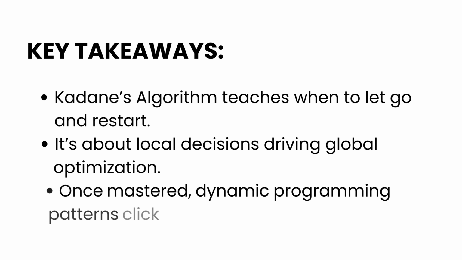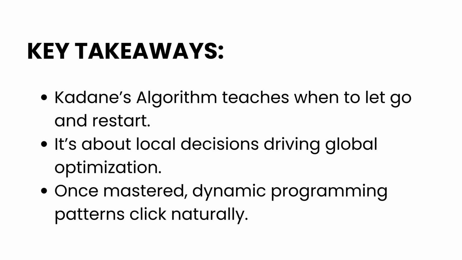The key takeaway is that optimization often comes from recognizing when to let go. Kadane's algorithm isn't about complex math, it's about making smart, local decisions that add up to global success. Once you internalize this pattern, dynamic programming and problem-solving under pressure start to feel natural.